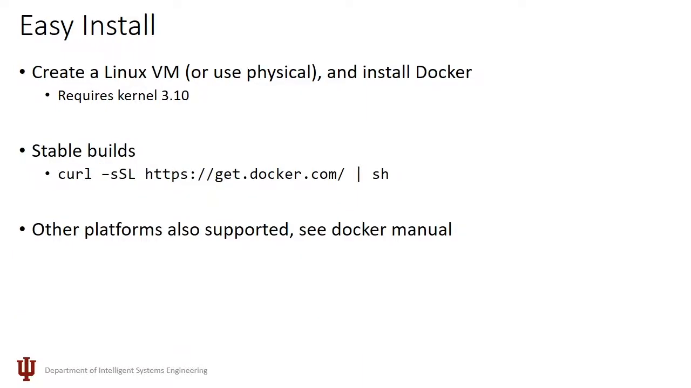We can easily do this by, for example, saying verify that you have the right kernel version on, for example, your Linux system. On Windows, you will have to double check what the proper mechanism of installing it there is. And we recommend that you just use the stable build, so you're using a curl call and piping it into SSH in order to install. Make sure you have permissions to do that. Other platforms, as I mentioned, are already supported, so take a look at the Docker manual to see how they are used.